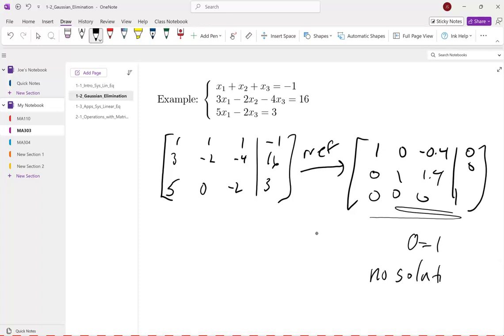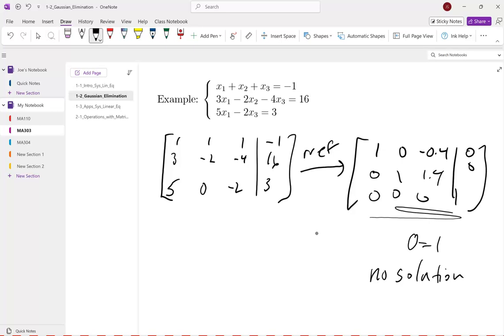So notice what happened in this case. This is another interpretation that we're going to come up with later on in the semester, but I'm going to go ahead and notice it now. Remember, what did we call these leading ones? Pivots, right? Notice that in the third row, the pivot ended up in the constant column. That's bad for solutions, right? We ended up with an extra pivot when we augmented the matrix.